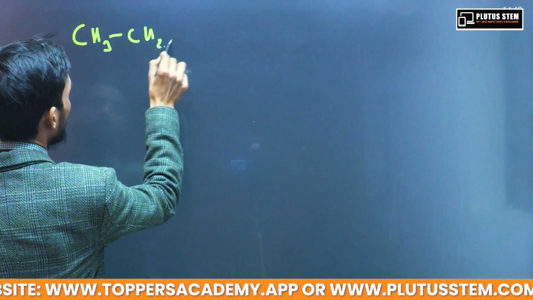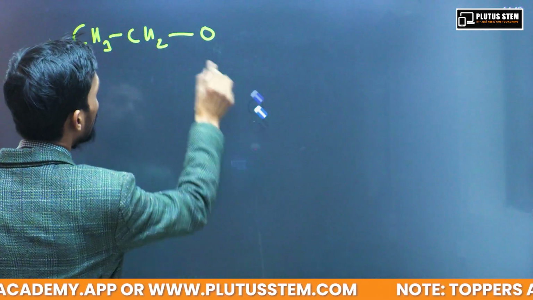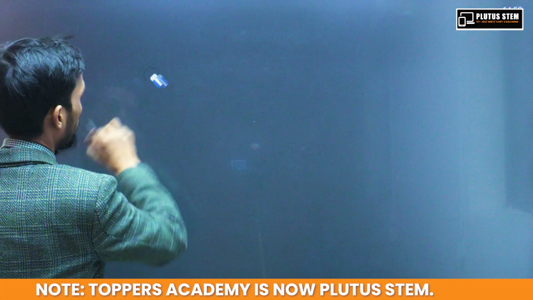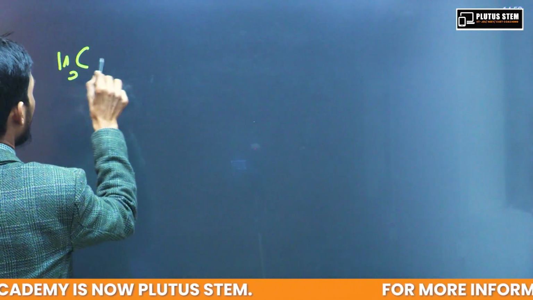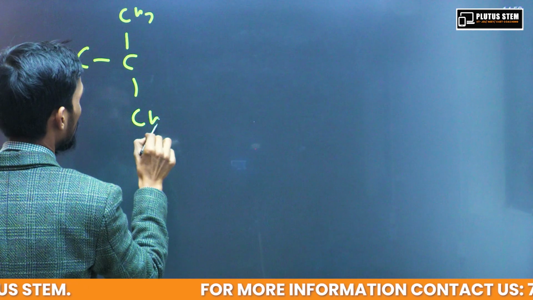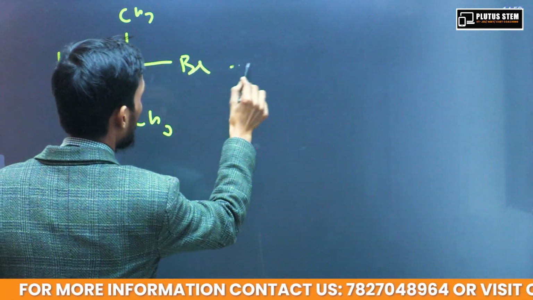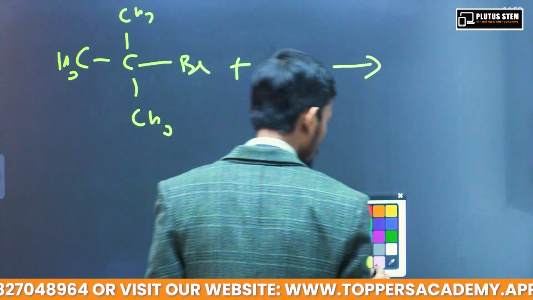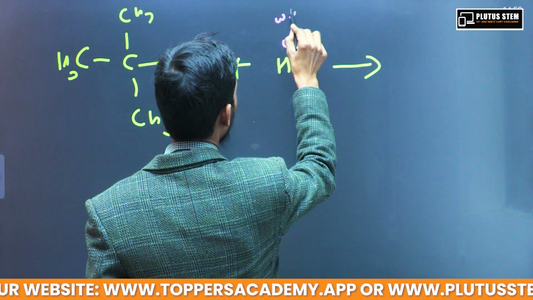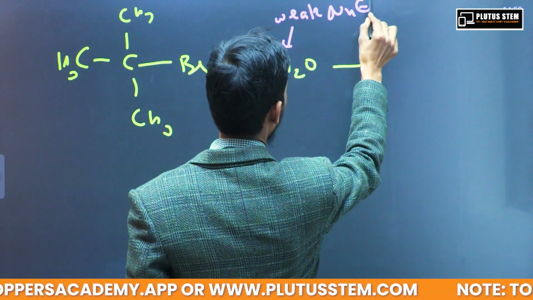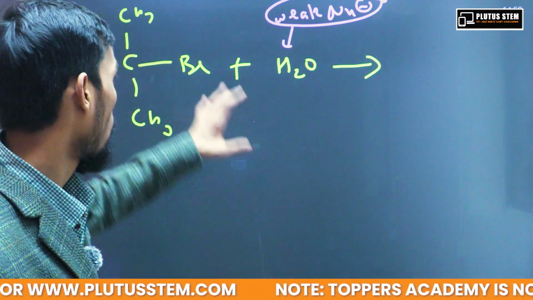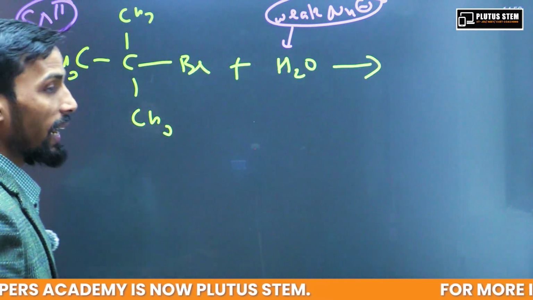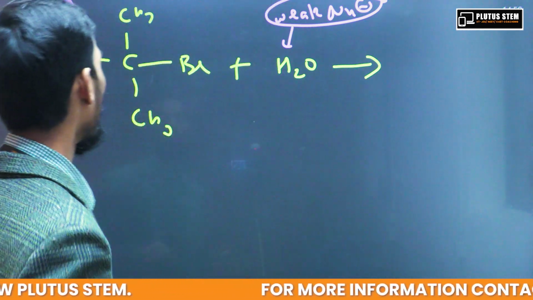So if we are having a reaction like CH3 Br plus H2O in presence of only water, this water is a weak nucleophile. We are aware that for a weak nucleophile, the SN1 reaction is preferred. We know that the SN1 reaction is being preferred, and what is going to happen over here?